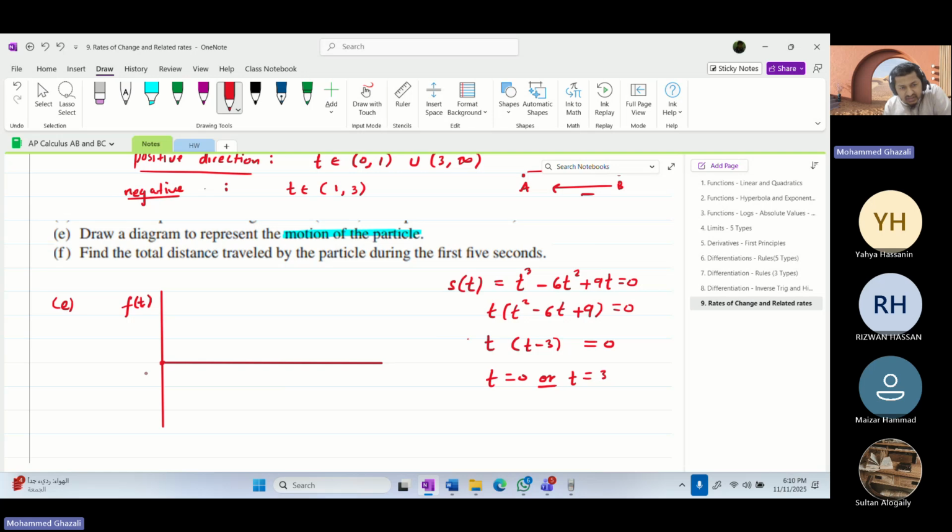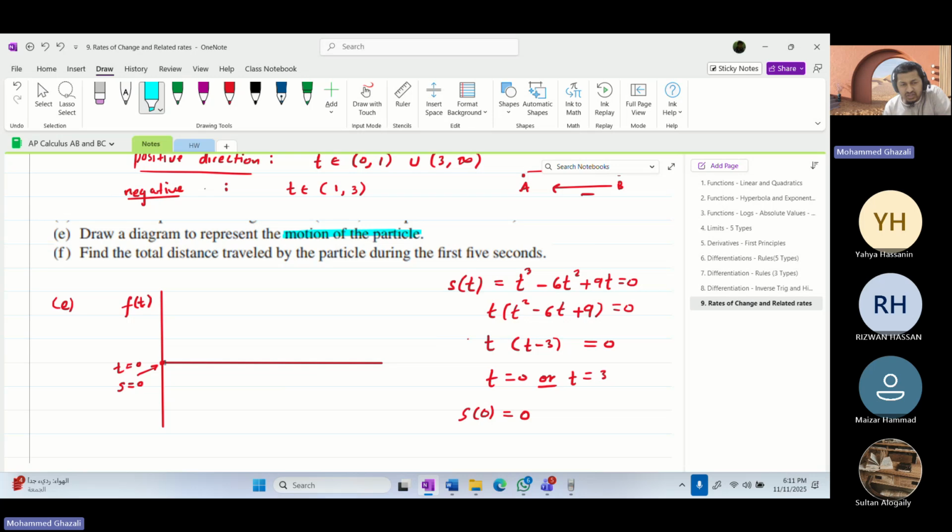Remember this place over here, if time is 0, then where did the particle start off? At time 0, what is S of 0? S of 0 is also 0, okay? So time is 0, S is equal to 0. There was no movement. Then the particle started moving.